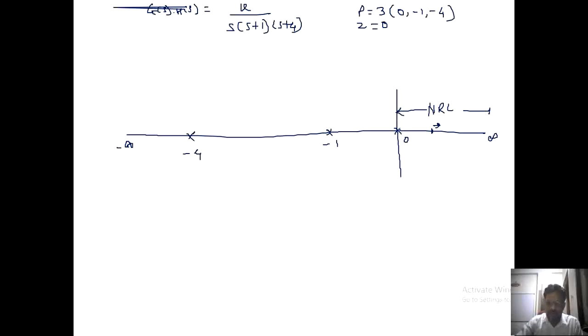Then between 0 to minus 1, put one point, check on the right hand side. On the right hand side, if you count the number of poles and zeros, we found only one pole. 1 is an odd number. Okay, I repeat, between 0 to minus 1, we have considered one point. On the right hand side of that point, we count the number of poles and zeros. So we got one pole. So 1 is an odd number, that's why this is a root locus region.